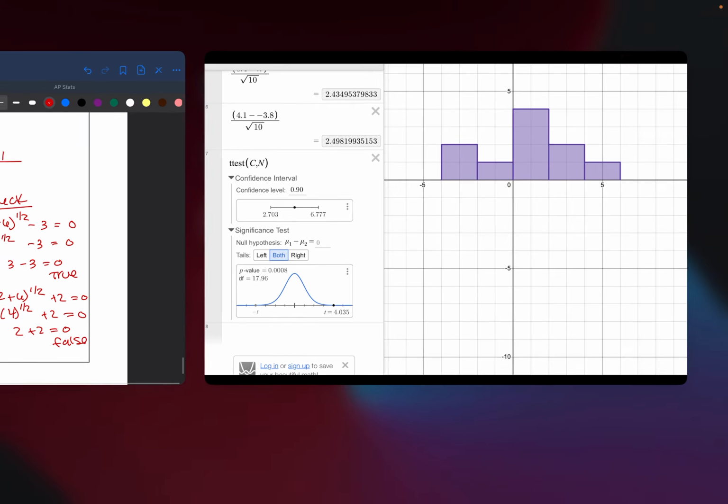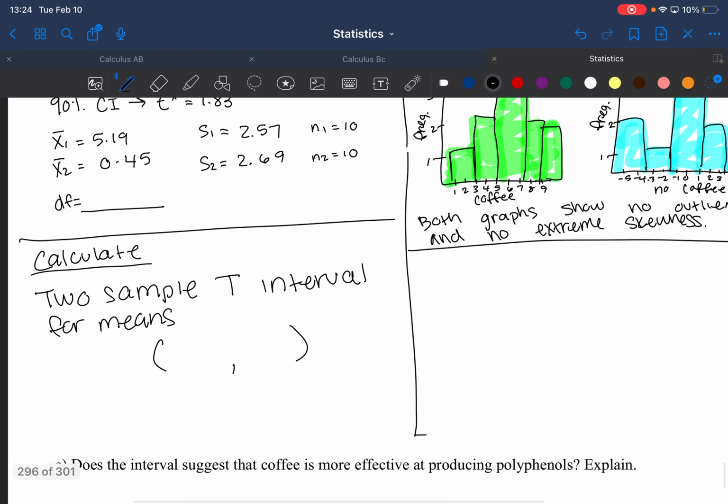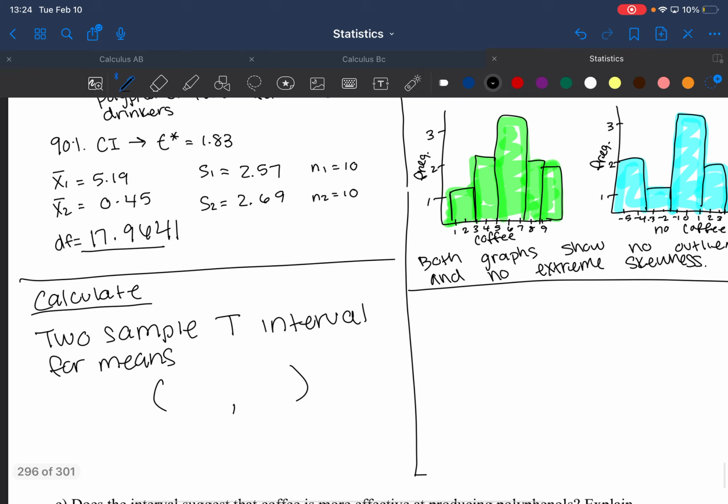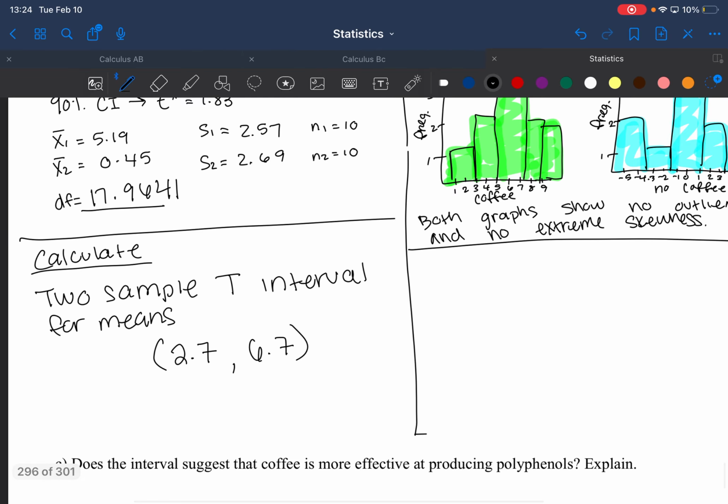Okay, so going back to the FRQ, my degrees of freedom, because it calculated on Desmos, was 17.9641. If we were to use the conservative method, what would our degrees of freedom be? 9. Is 9 very different than 17.9? Yep, so we would have got answers that did not match up very well. And then for our answer in Calculate, we got 2.7? Yep, 2.7 and 6.7. And that's all we need in the Calculate portion.